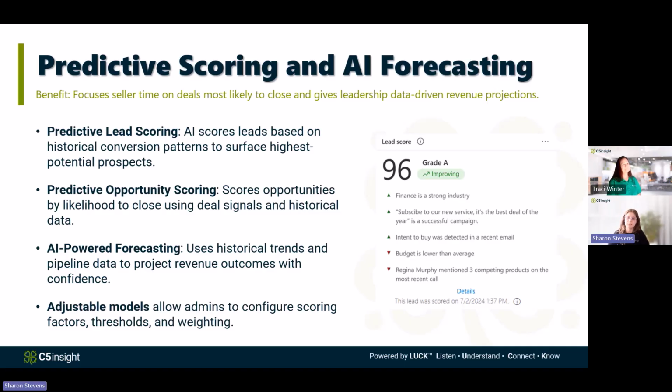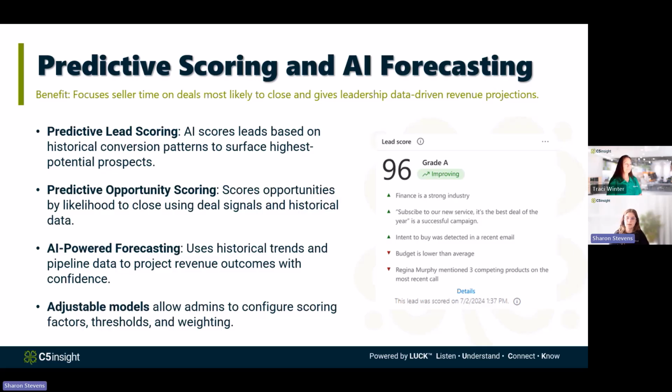The third advanced capability is predictive scoring and AI forecasting, broken into three pieces. First is going to be predictive lead scoring. AI scoring your leads based on historical conversation patterns, basically which of these leads looks like they're actually going to convert. Those bubble to the top. Second, predictive opportunity scoring, same idea, applied to your open deals. The AI watches deal signals and historical patterns and scores every opportunity on likelihood to close, so sellers know where to spend their time. And managers know which deals to inspect.